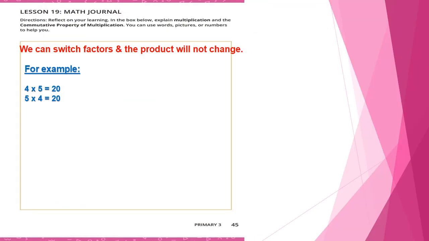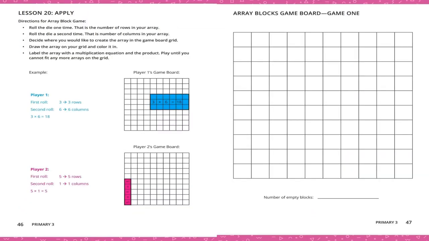Here in our math journal, explain the multiplication commutative property. We said the commutative property means we can switch factors and the product will not change. For example, 4 times 5 equals 20, and if we switch the factors, 5 times 4 will also be 20.